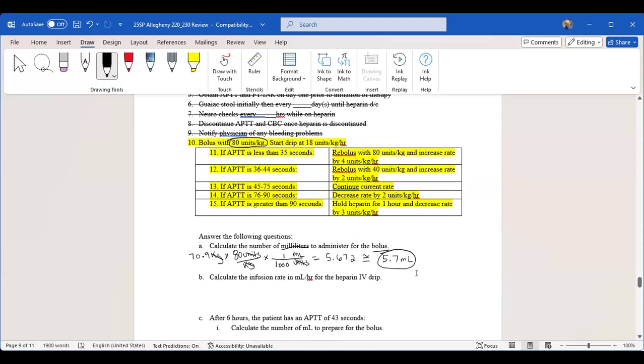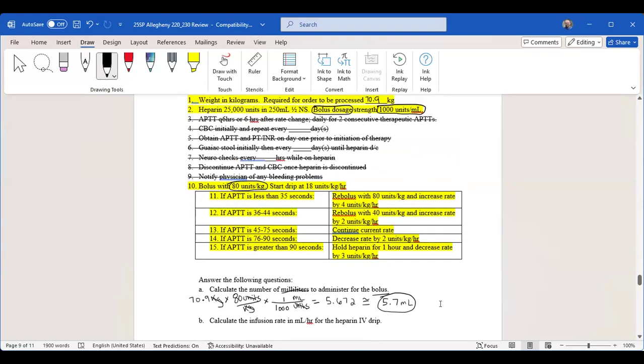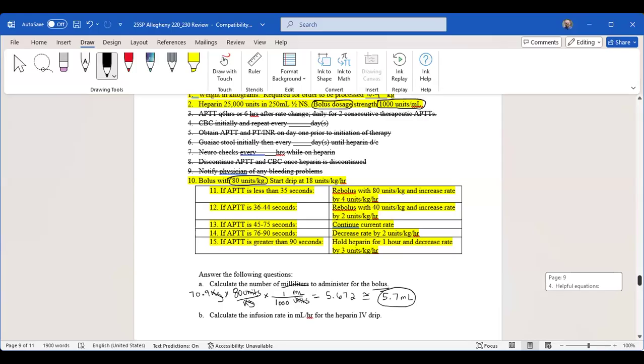All right, the infusion rate. Now, I'm going to have to drag this here. There we go. Okay. So the next thing it says is to start a drip at 18 units per kilogram per hour. So this is what I'm going to do for my infusion rate. I'm going to take the patient, 70.9 kilograms, and I'm going to multiply by that infusion rate of 18 units per kilogram per hour.